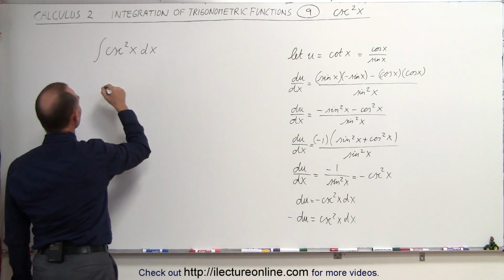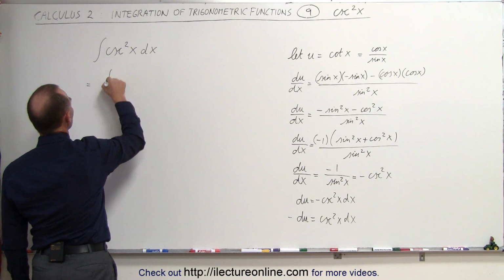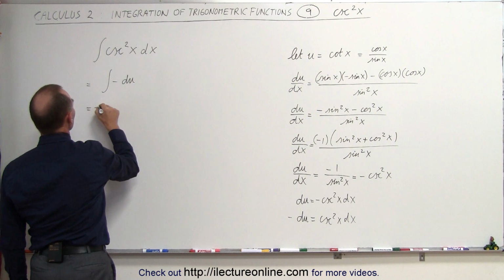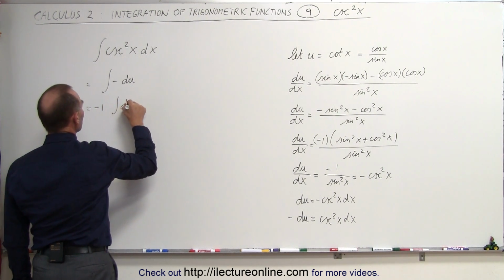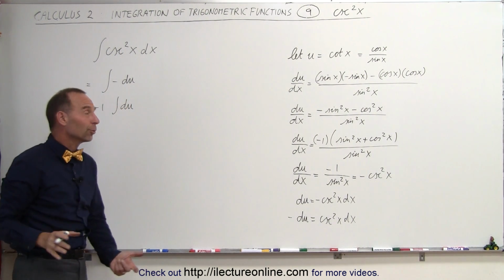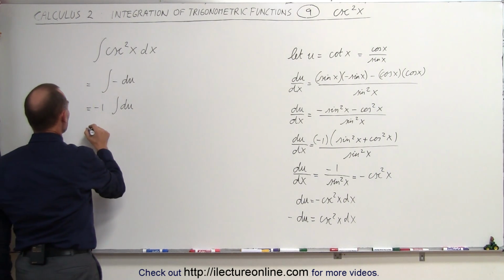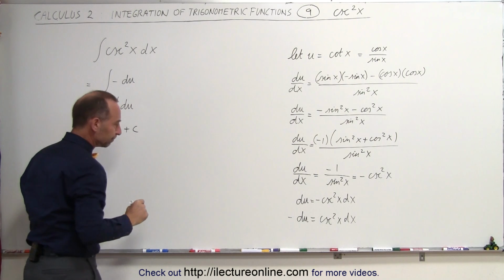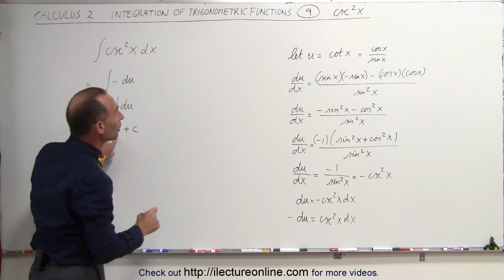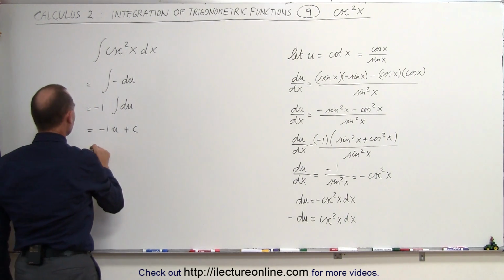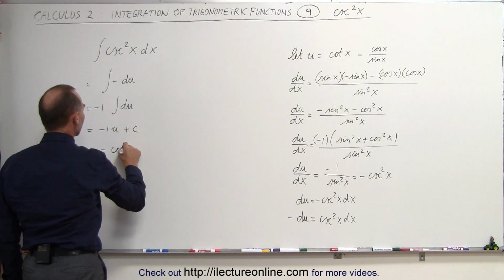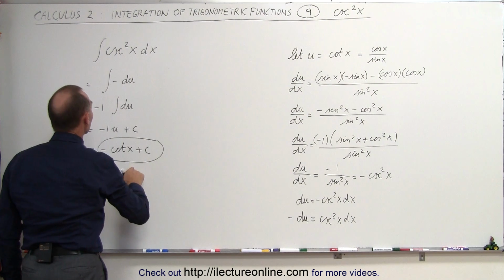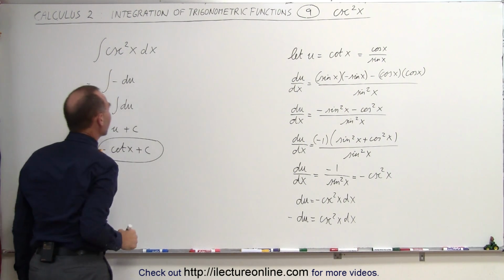So substituting that in, I get this is equal to the integral of minus du. The minus can come outside the integral sign. This is minus 1 times the integral of du. And of course, that's the easiest integral in the world. The integral of du is equal to u, so minus 1 times u plus a constant of integration. And since u is equal to the cotangent of x, this is equal to minus the cotangent of x plus a constant of integration, which is the integral of the cosecant square of x dx.